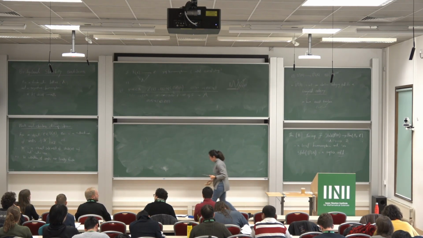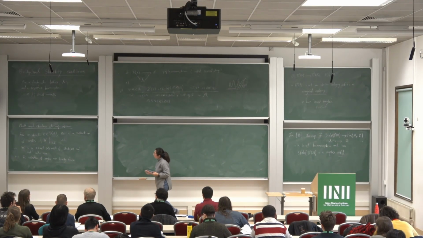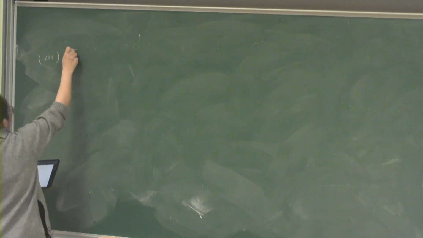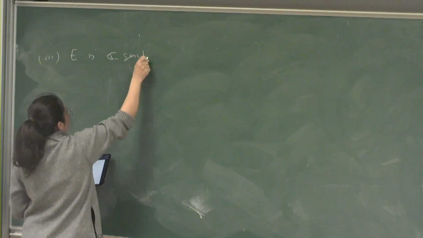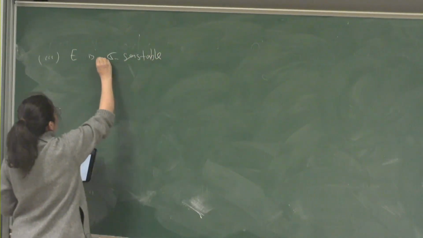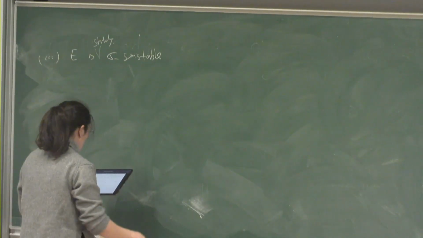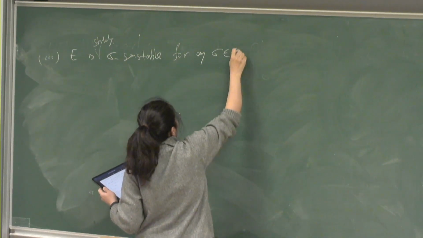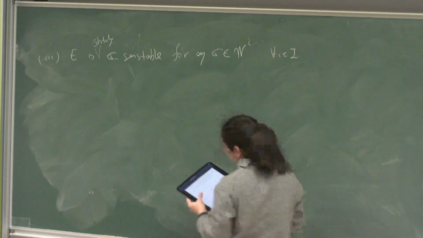And I want my fixed object E to be strictly semi-stable for any stability condition along my wall. So the third condition is that my fixed object E is sigma semi-stable, and I just emphasize, strictly semi-stable, for any stability condition sigma which lies on a wall W_i for all i in this index set I.